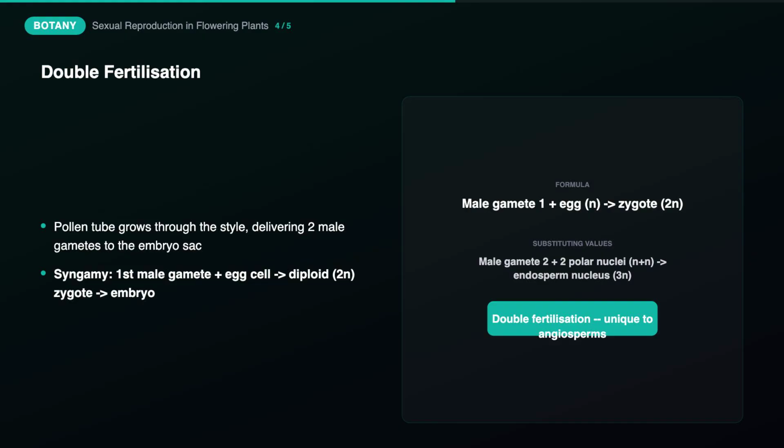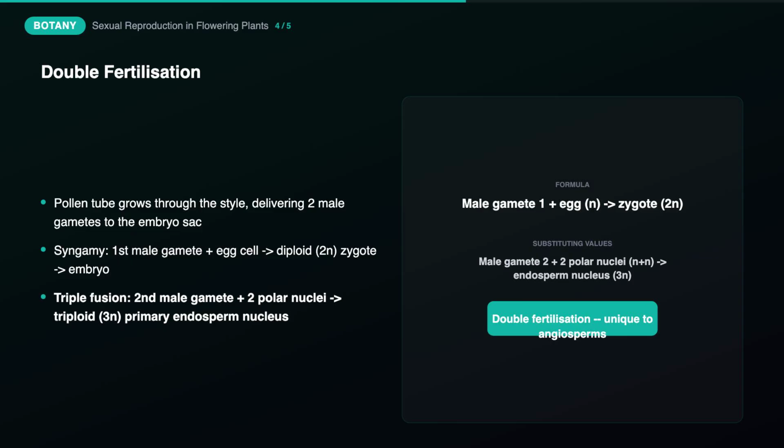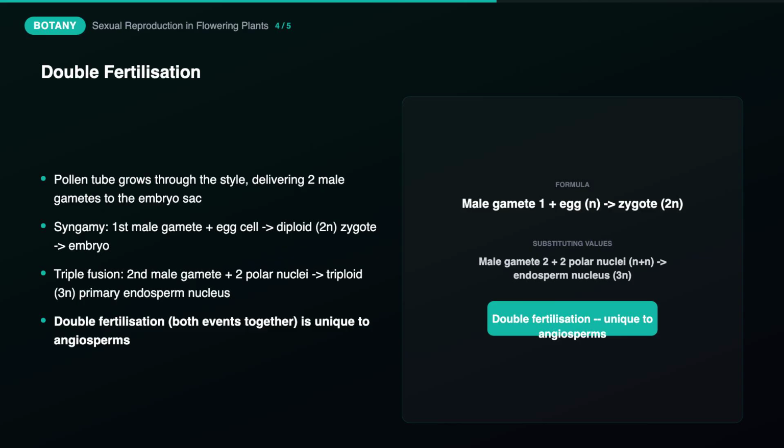This is called syngamy, ordinary fertilization. The second male gamete fuses with the 2 polar nuclei in the central cell, forming a triploid, or 3N, cell called the primary endosperm nucleus. This is called triple fusion, and it develops into the endosperm, the nutritive tissue that nourishes the developing embryo. Because 2 separate fusion events happen using the 2 male gametes delivered by a single pollen tube, this entire process is called double fertilization, and it's a defining feature that distinguishes angiosperms from gymnosperms and all other plant groups.